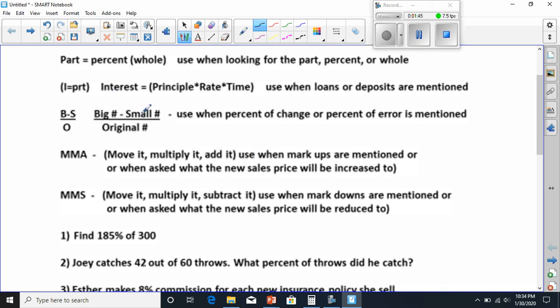Big number minus small number divided by original number, that requires us to have two numbers. We've got a percent and a number. Then we've got the I equals pretty. Well, as you can see here, we need at least 3 different variables to be complete before we can find the last one. So the only one left is part equals percent times whole. We've got a percent and we've got the whole.